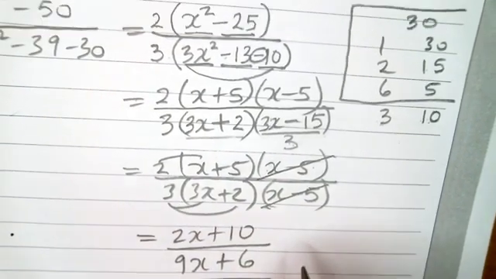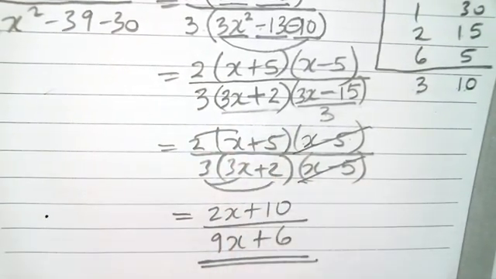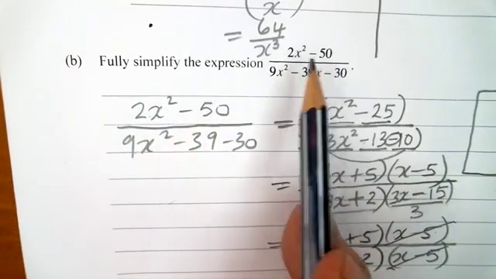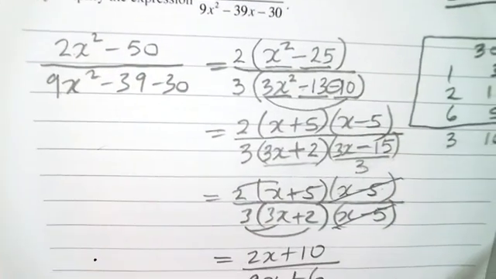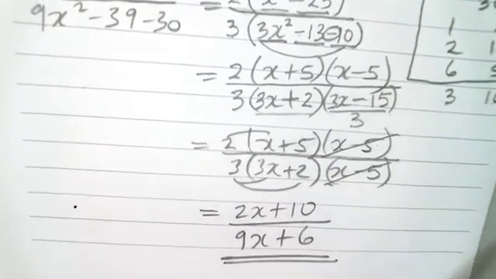Now, we really can't do anything else with it. We could have left it in the factorized form, and both would be equally correct, but I'm going to leave it in expanded form because the question was posed in expanded form. And that's how I would approach that problem. Hopefully that makes sense.